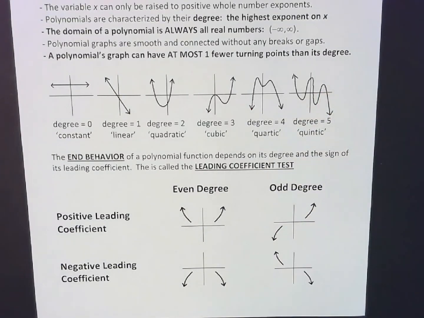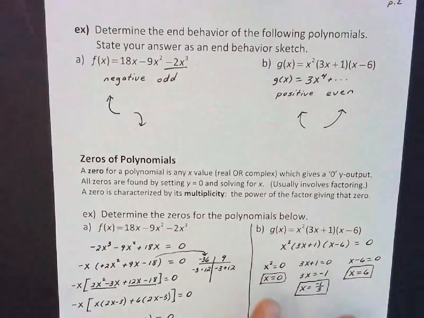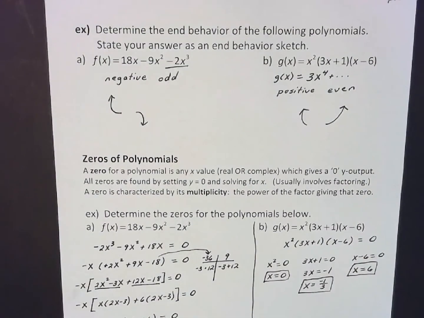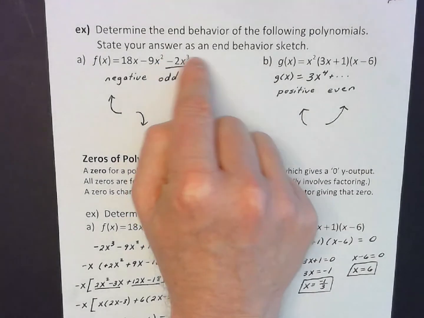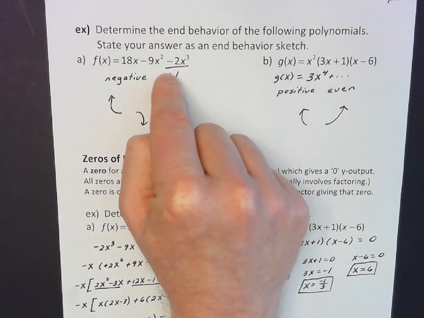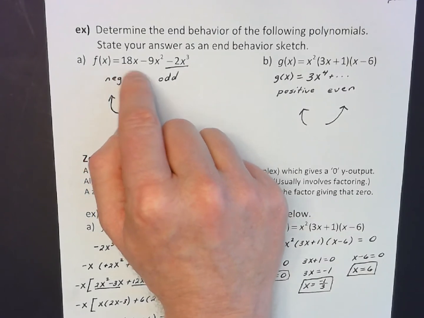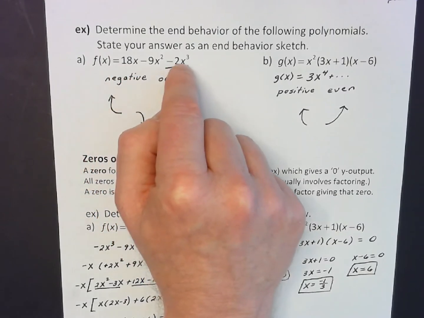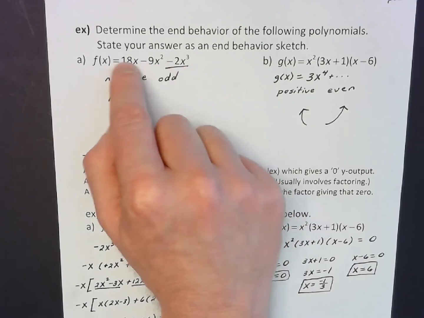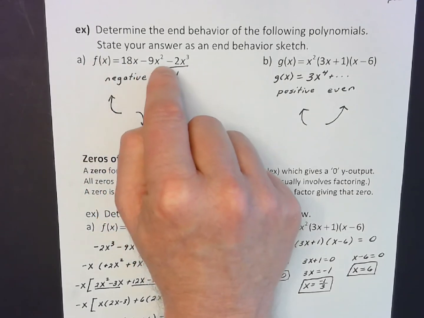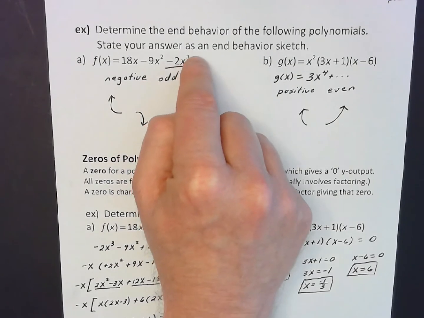Now let's look at some specific examples to try to make this a little bit more concrete. If I ask you to determine the end behavior of the following polynomials, and you're supposed to state your answer as an end behavior sketch, just like we did on the other page. If you're given something like this, 18x minus 9x squared minus 2x cubed, don't let the order of the problem confuse you. The leading coefficient is always the coefficient in front of the highest powered variable.